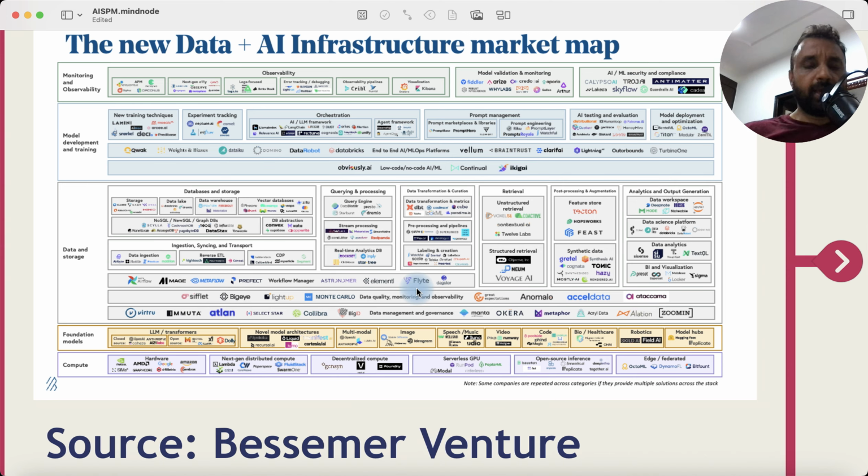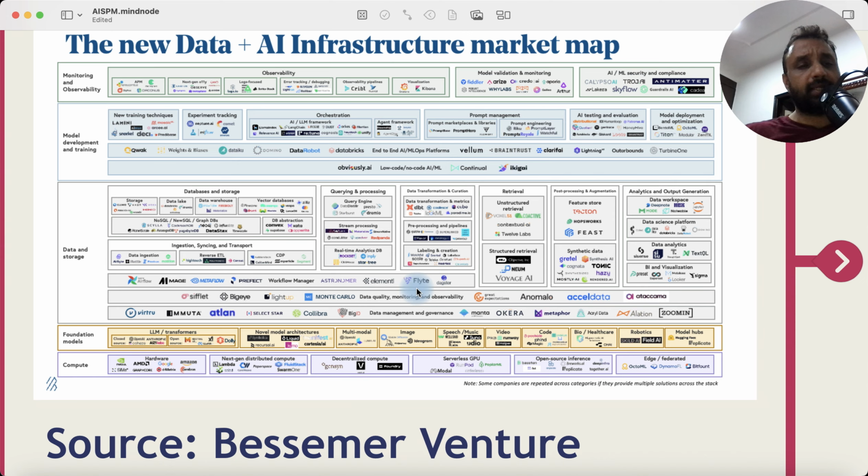So, in the AI infrastructure landscape, the most basic component is the compute, which is essentially the hardware. These are chips like NVIDIA, AMD, Google, and then GPU as a service. You have other systems that are based on next gen distributed compute. And then on the next layer, you have the foundation models. This includes the LLMs and transformers, novel model architectures, multimodal architectures, image specific models, video specific models, etc. And of course, you have communities like Hugging Face that are model hubs.